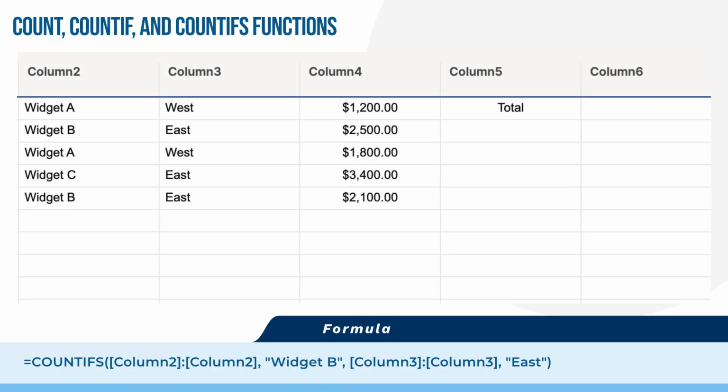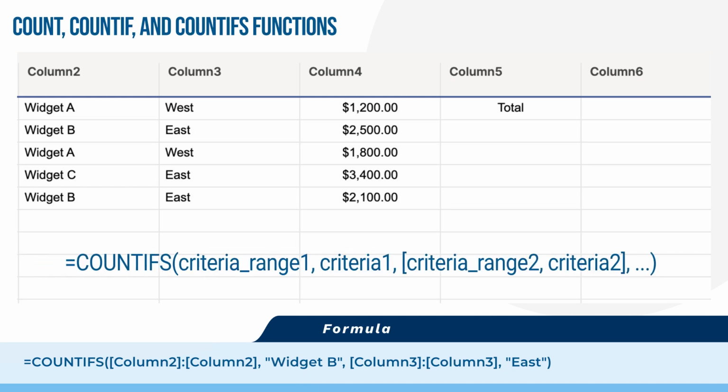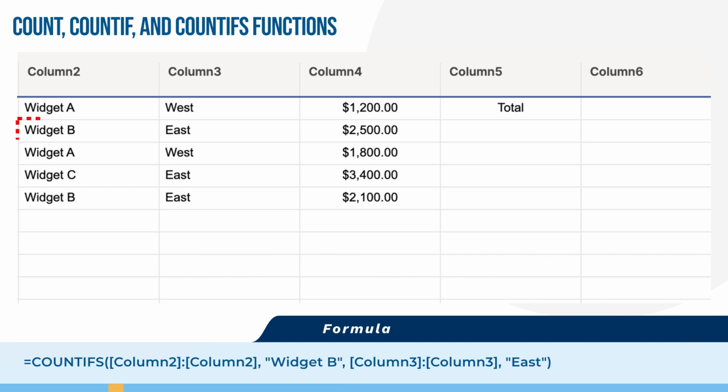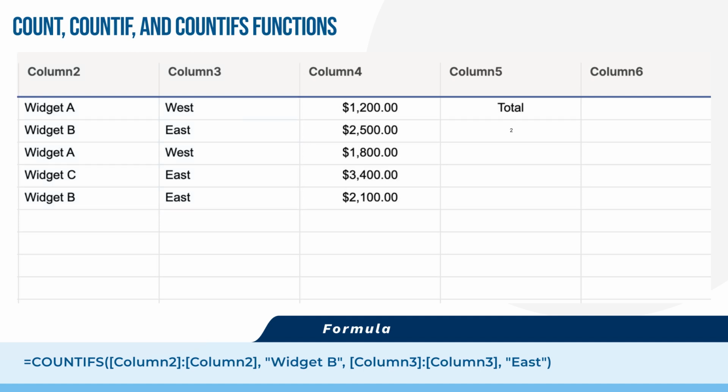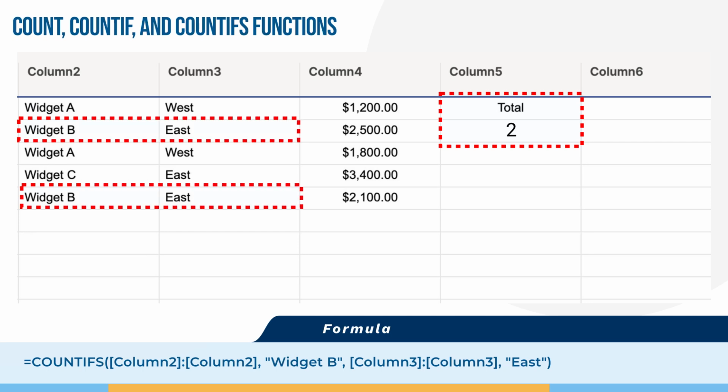The COUNTIFS function allows you to count cells based on multiple criteria. The basic syntax for the COUNTIFS function is displayed on the screen. Imagine you want to count the number of times a specific product appears in a list within a certain region. Enter the product names in one column, regions in another. Use the COUNTIFS formula to count the occurrences of that product in the specified region. This formula will return the number of times that both the product and region criteria are matched.